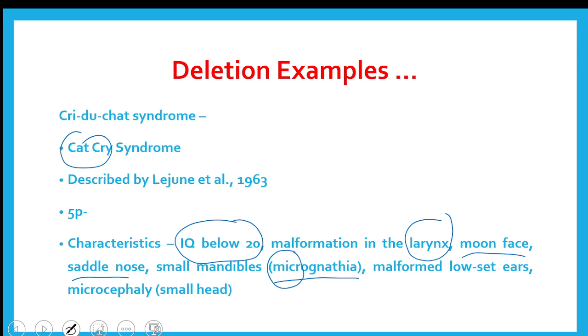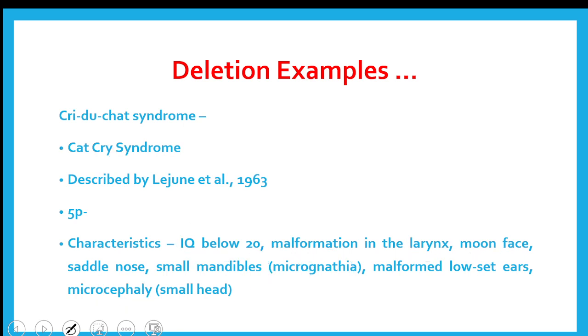micrognathia. Micro means small, gnathos means jaws. Small jaws are mandibles, and low set ears, microcephaly, small head. So you can see from this characteristic that the short arm of the fifth chromosome, where the deletion has taken place, is responsible for a number of characteristics.